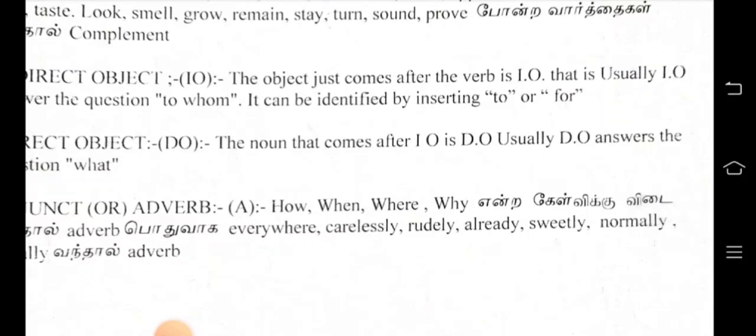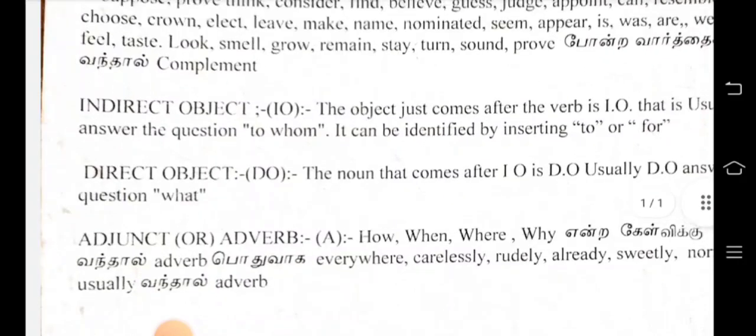the answer comes, that is called an adverb. Simply, in short form, how can we identify the adverb? It is not for all, so some sentences may arise. Mostly, when the answer to how, when, where, why comes, that is called an adverb. In a sentence we can find words everywhere like carelessly, rudely, already, sweetly, normally, usually. When these words come, that word is called an adverb.